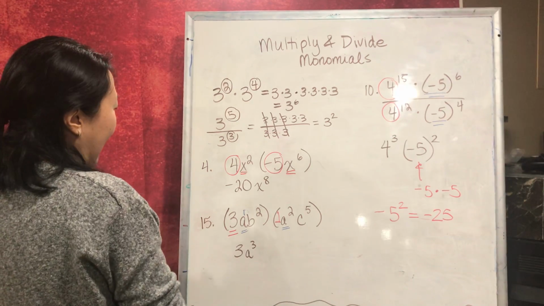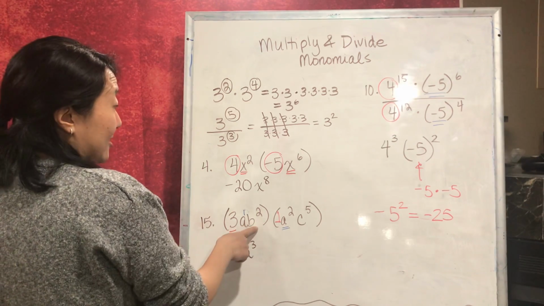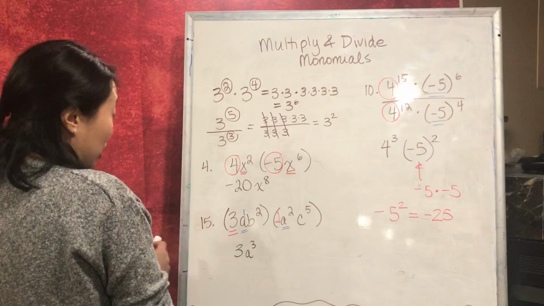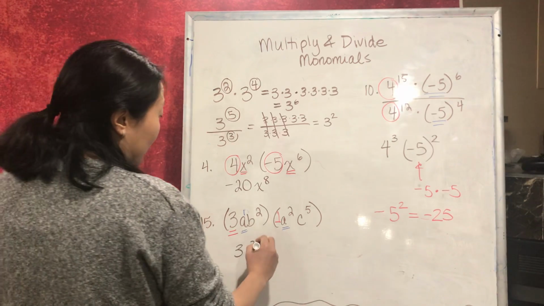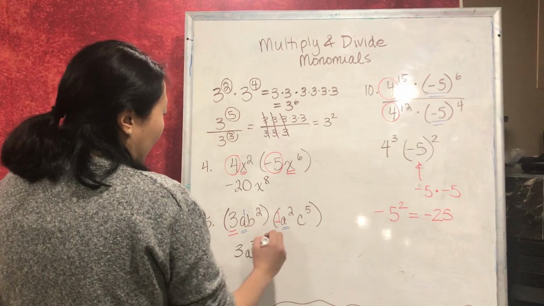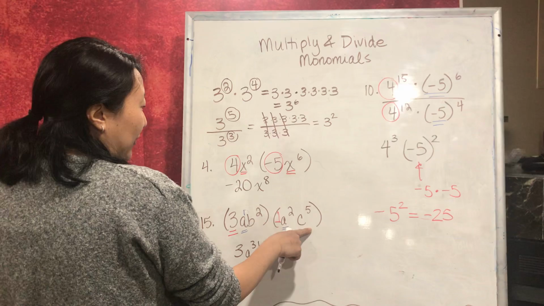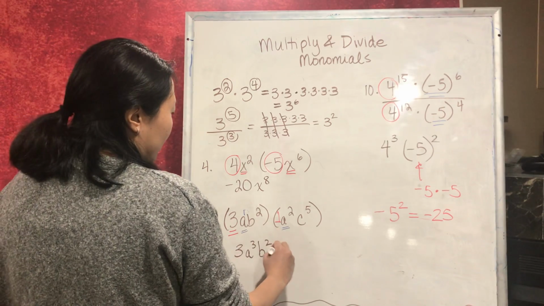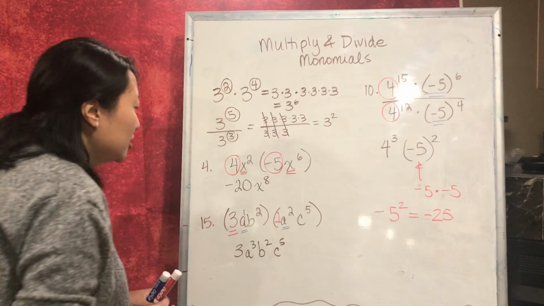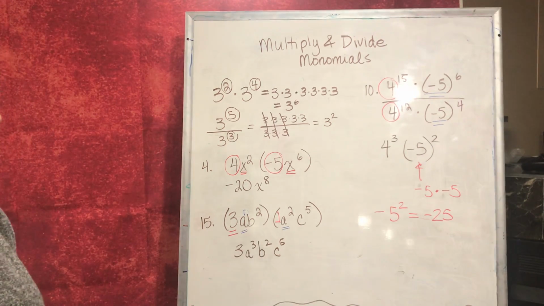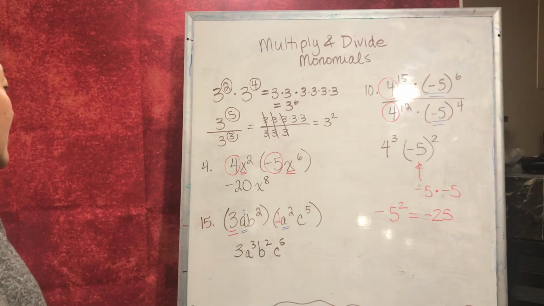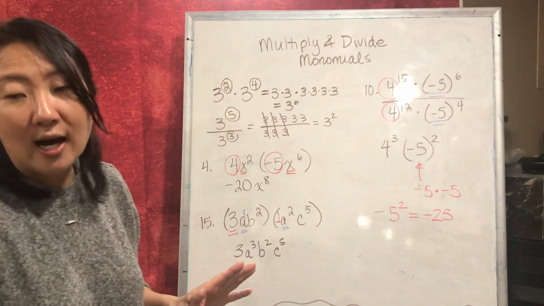Then I have a b squared here, but no b term here, so I just leave it as b squared. And I have a c to the fifth here, but no c here, so I just leave it as c to the fifth. This is as far as I can go. It's 3a cubed, b squared, c to the fifth. I hope that helped.